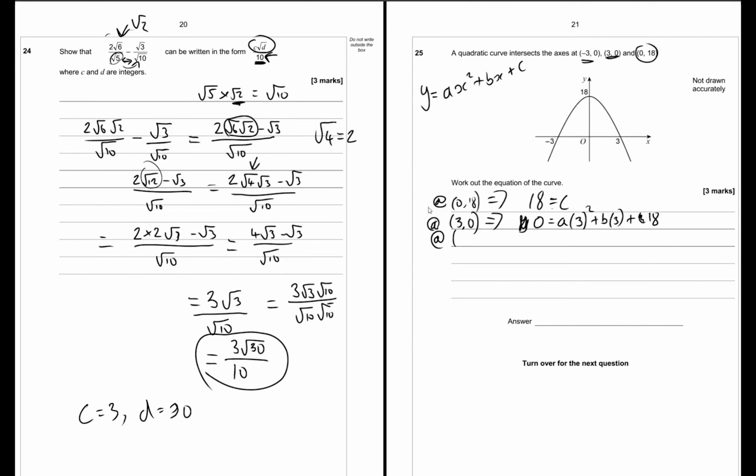And then finally, let's do this last point here, at (-3, 0). What's our equation going to be? We know y is 0. We don't know a. We do know x, which is minus 3. We do not know b, but we know x is minus 3, and we know c is 18.